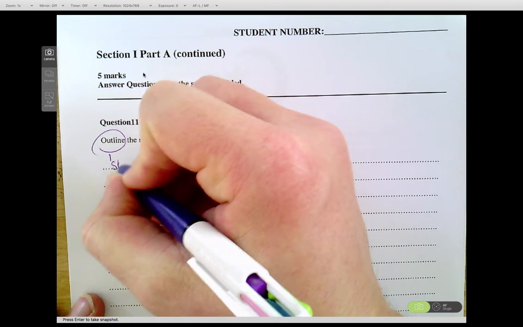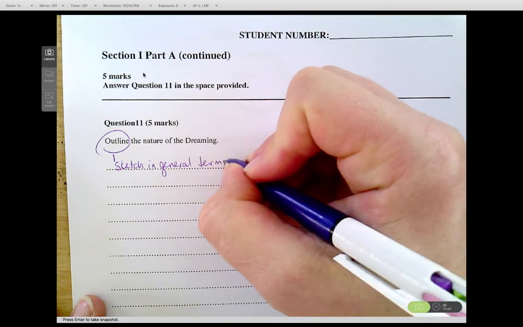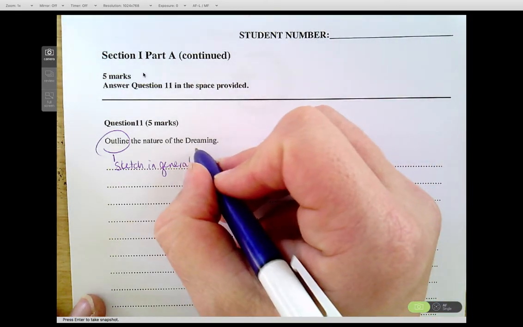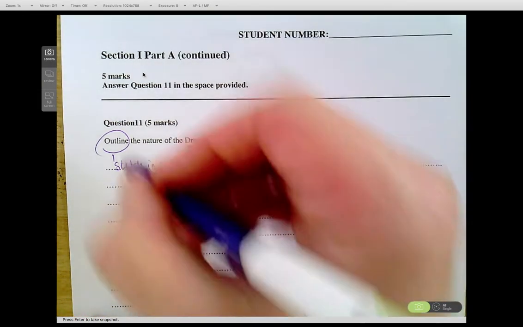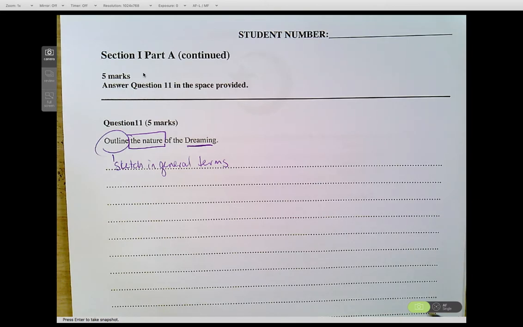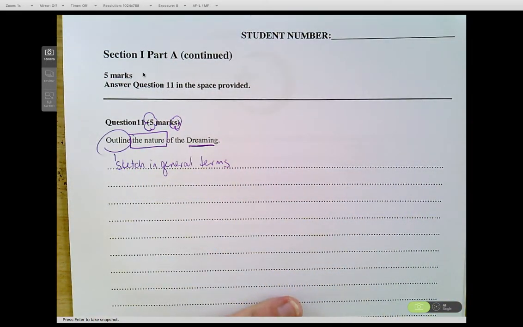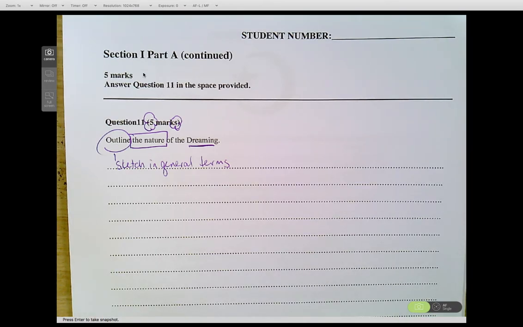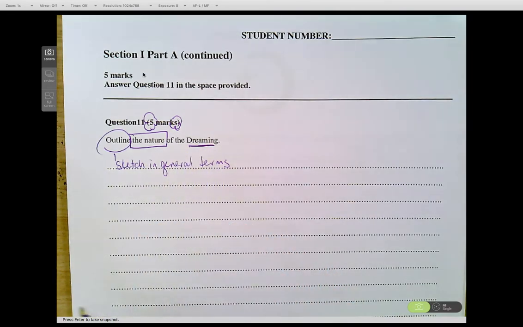When we outline, we sketch in general terms. Our content here is the dreaming. And our qualifier would be the nature. There doesn't appear to be any bossies in this, so telling us how many examples. The only bossy that I can see in this is the marks, and it's worth 5. Because there's no stimulus that we can refer to in our response, we're going to need 2 solid examples in this.